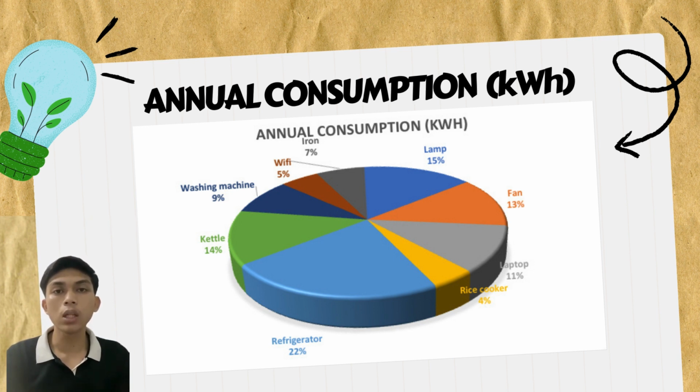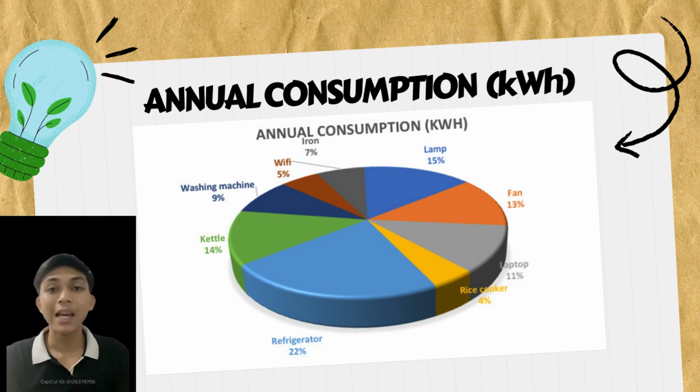The refrigerator is the appliance that consumes the most electricity at 22%. The kettle and the lamp are the next highest consumers of electricity at 14% and 15% respectively. The laptop, rice cooker, and washing machine consume between 4% and 9% of the total electricity. The fan and Wi-Fi router are the least energy-intensive appliances on the list at 5% and 7% respectively.